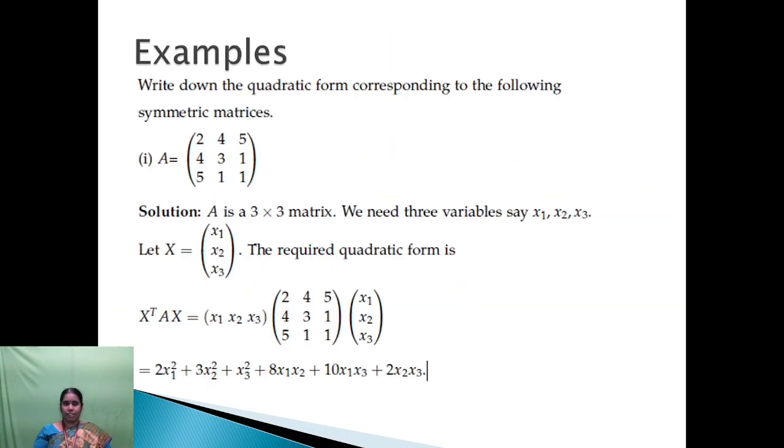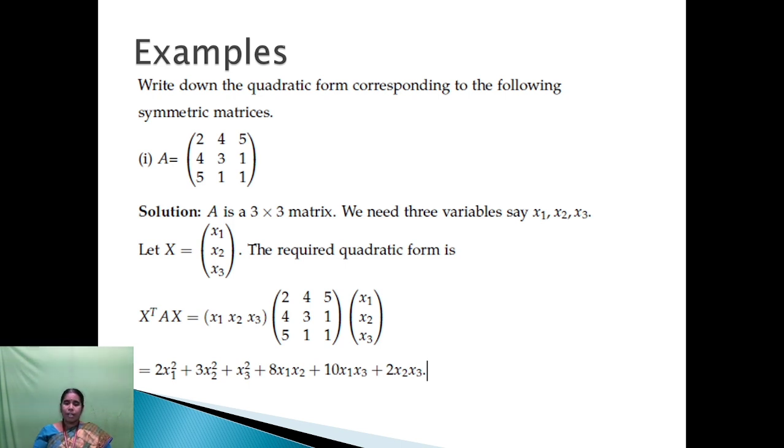Okay. These are some of the examples I am just giving you. First one: write down the quadratic form corresponding to the following symmetric matrix. Let us consider the matrix A equal to this. Solution. A is a 3 by 3 matrix. So we need 3 variables, named x1, x2, x3, randomly chosen. Now let us find it. Capital X is equal to x1, x2, etc.